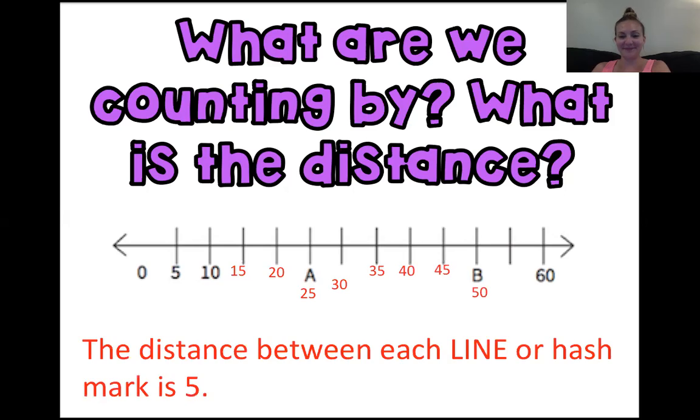50. So the distance between each one of these lines or hash marks is just 5. These are closer together than the ones that were 10 apart.